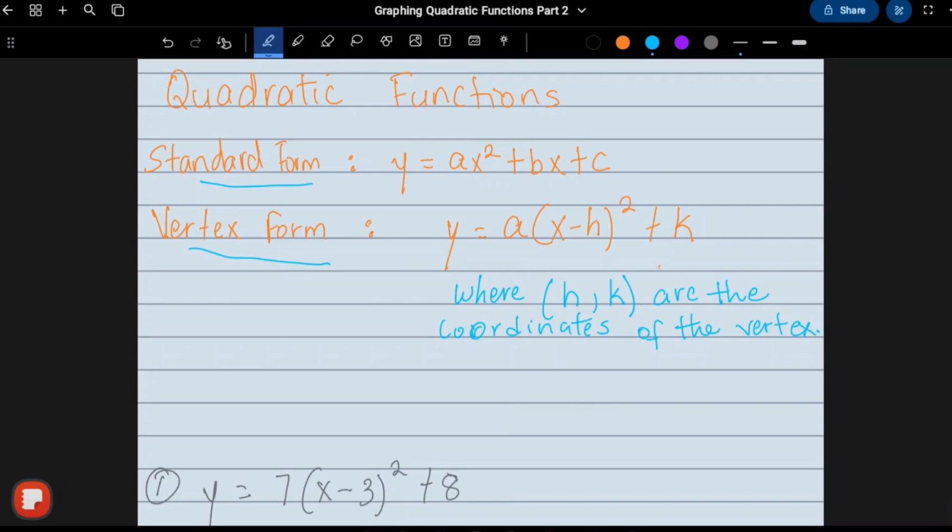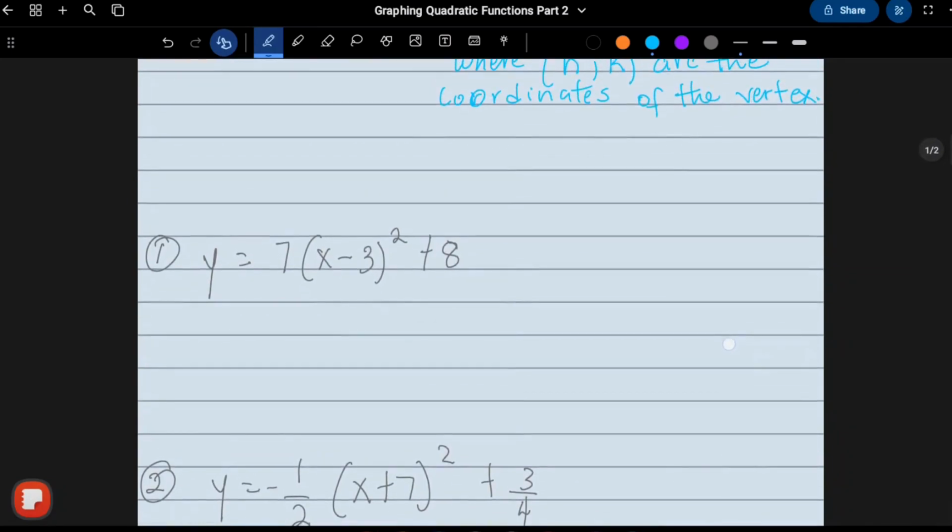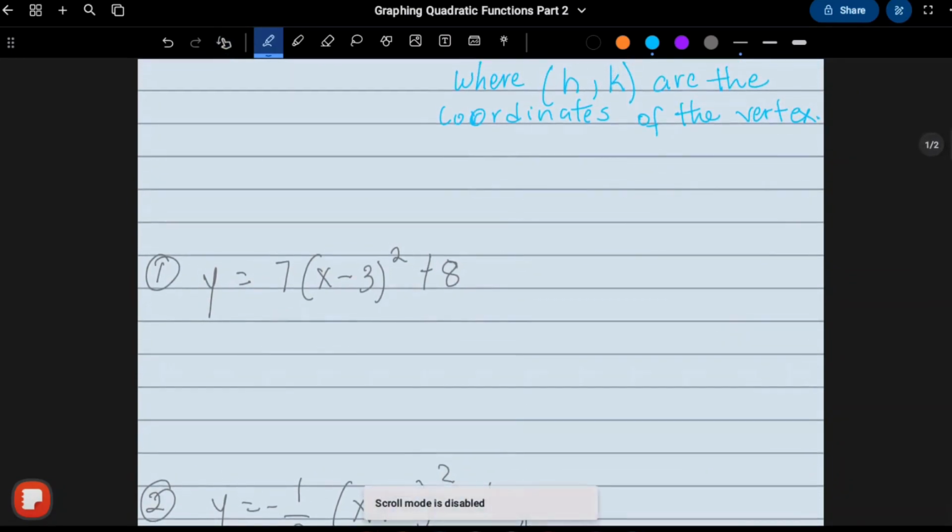The previous video, part 1, explains what the vertex is. If you haven't yet done so, you can check that video out. But really, this h value and this k value becomes your vertex. So we can have our vertex form, and it's easy to identify our coordinates of the vertex.